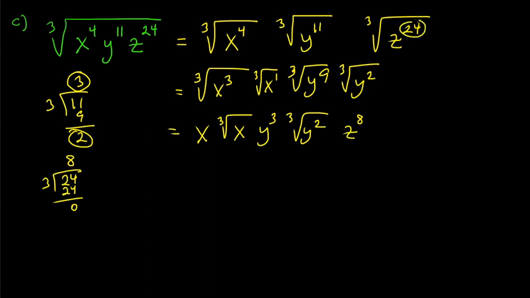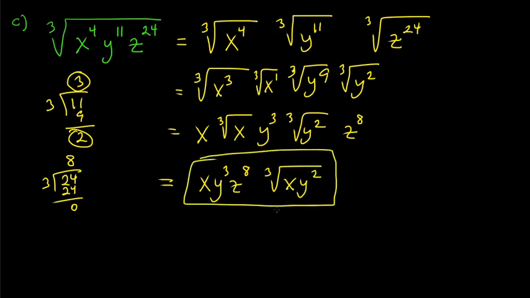Yep, because it's just 24 divided by 3. Right. The remainder, if there was a remainder, that would go under the cube root. If the remainder was 1, it would be z to the 1. If the remainder was 2, it would be z to the 2, and so on. All right, so just put everything in front. x, y cubed, z to the 8, and then we have the cube root of x times y squared.